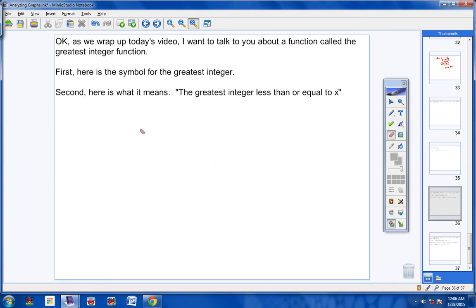Second, here's what it means. It means the greatest integer less than or equal to x. Now that's a book explanation. I'm going to give you a much better explanation of that in just a couple minutes here, okay? But go ahead and write that down. It's good notes. It means, technically, the greatest integer less than or equal to x. Now, moving on, lastly, let's try to graph one of these types of functions, okay? So here we go. Here's the function we're going to graph.